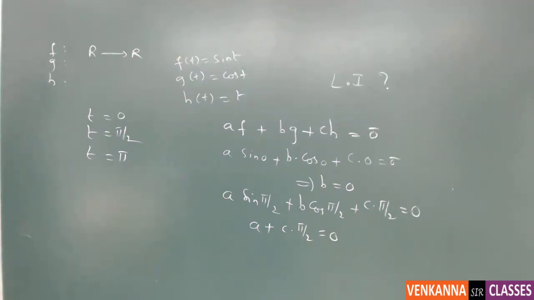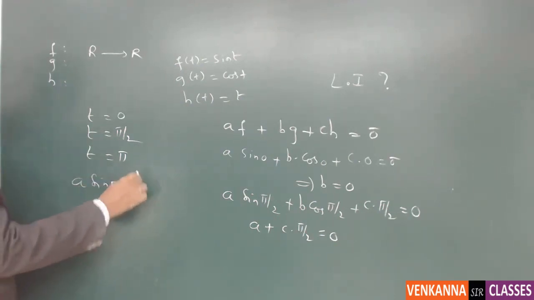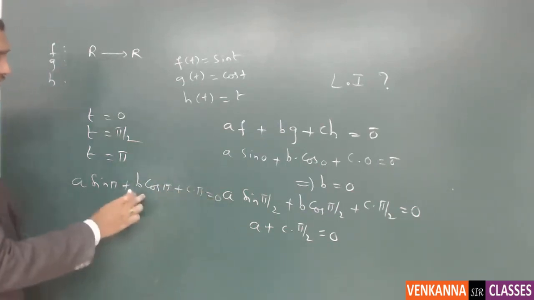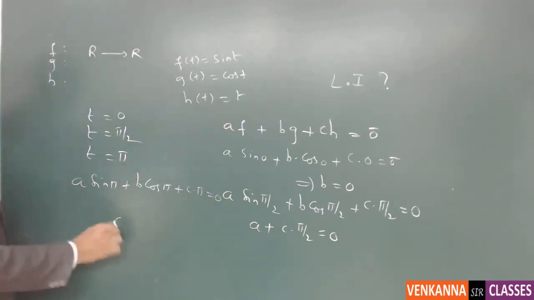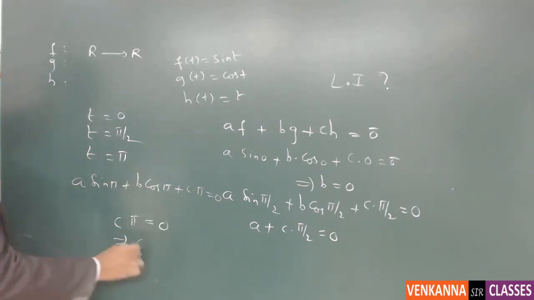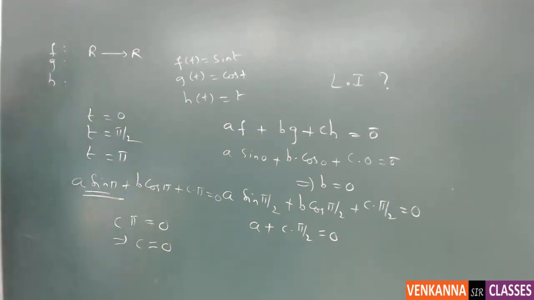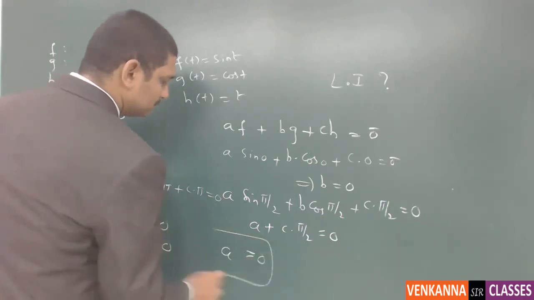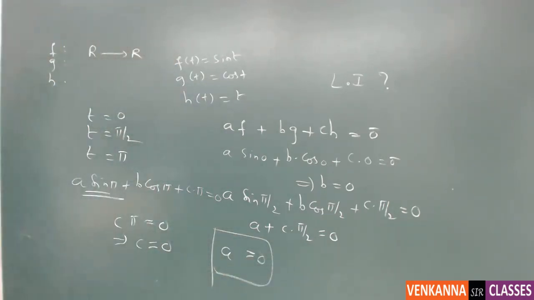Again, if you substitute t is equal to pi, you have a into sine pi plus b into cos pi plus c into pi is equal to 0. Since b is 0, it reduces to c into pi is equal to 0, which gives that c is equal to 0, because sine pi is 0. Since c is 0, automatically a becomes 0. So you have proved that all the values of a, b, c are 0. Hence, the given three functions are nothing but linearly independent.